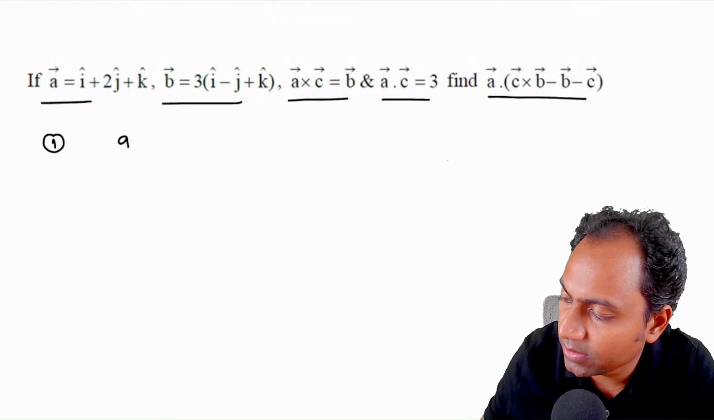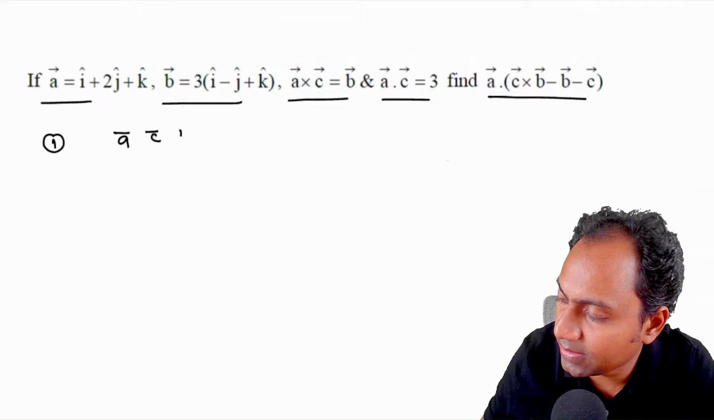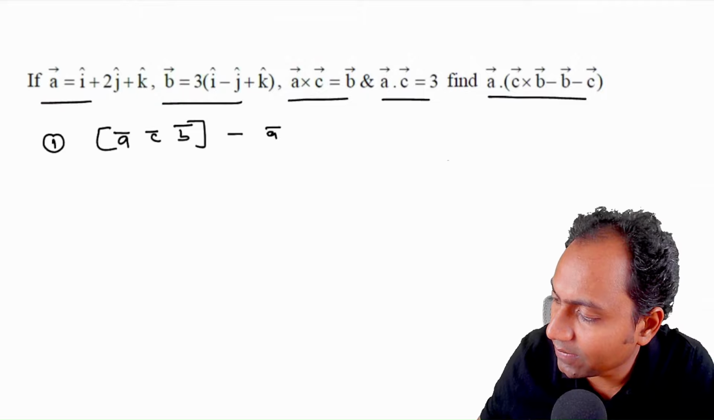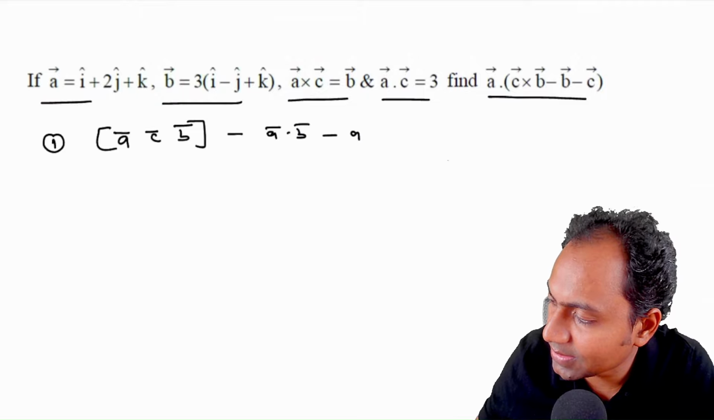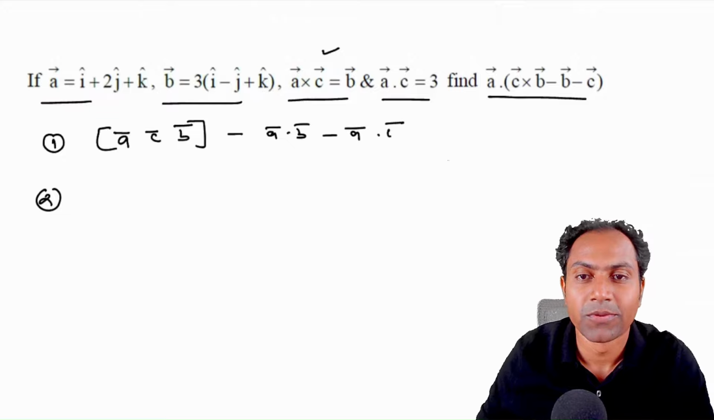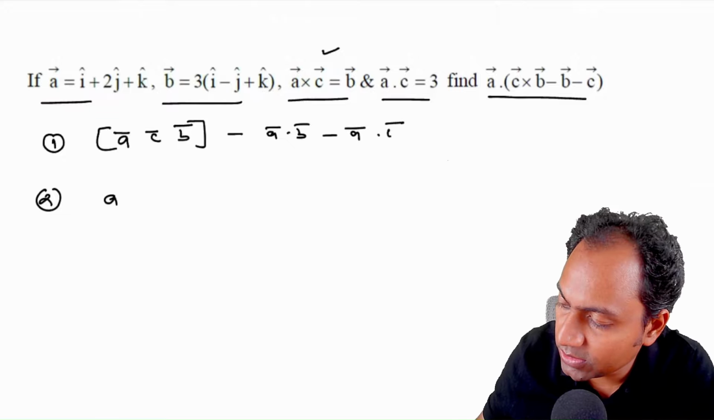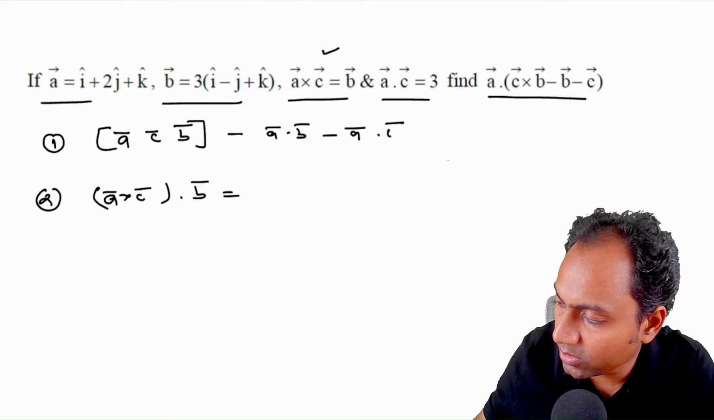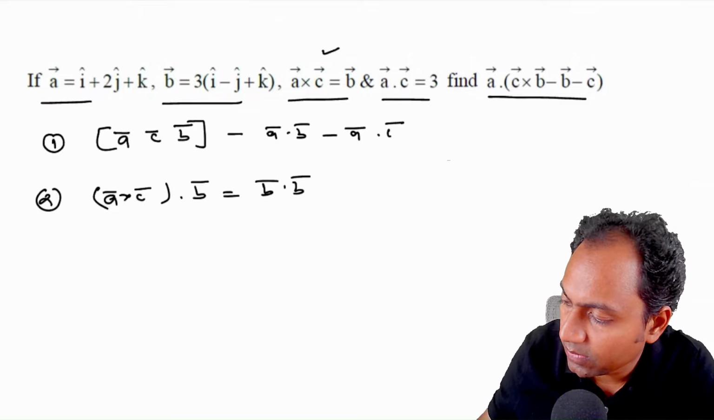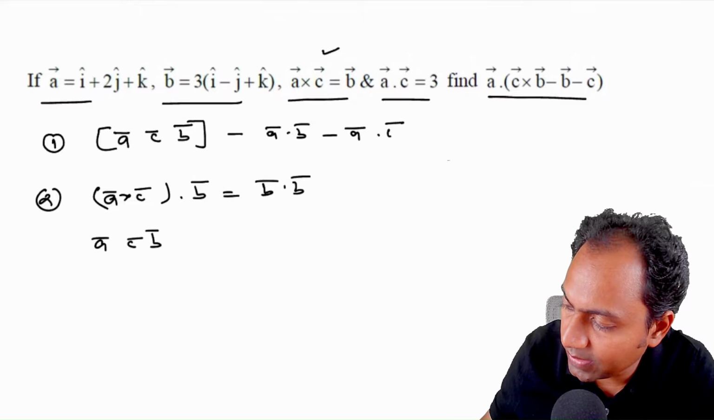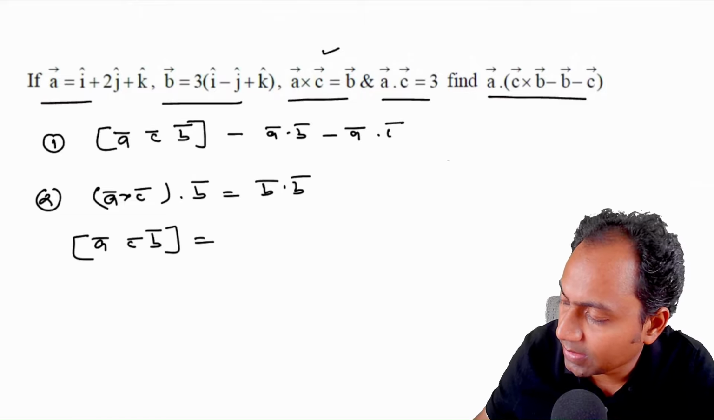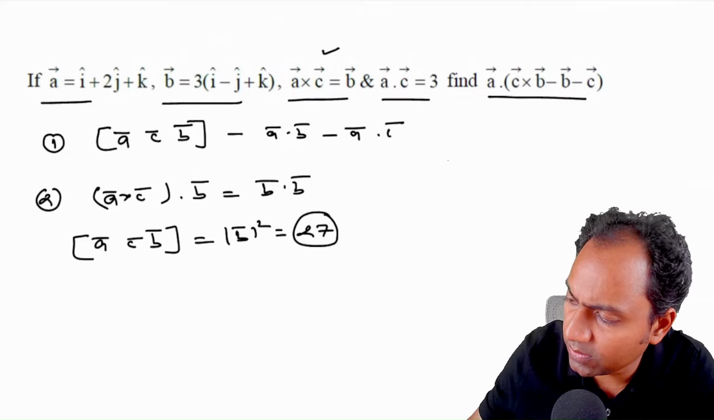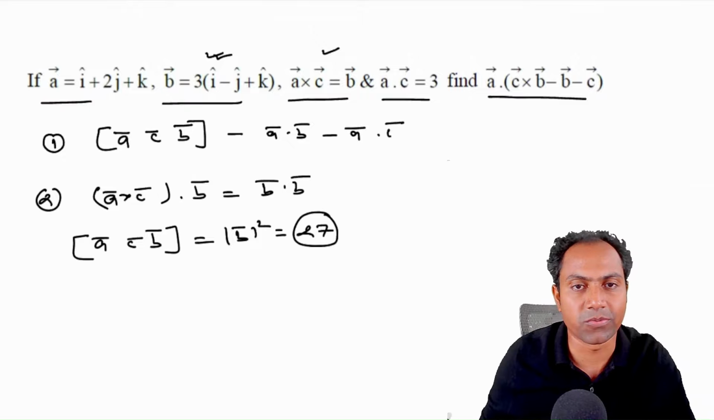If I take a dot, it is nothing but box of A, C, B, minus A vector dot B vector and minus A vector dot C vector. If I take this part, A vector cross C vector, and simply take a dot product with B, what I will get is nothing but box of ACB. That is nothing but B vector mod whole square, and that comes out to be nothing but 27 from the B vector that is given to us.